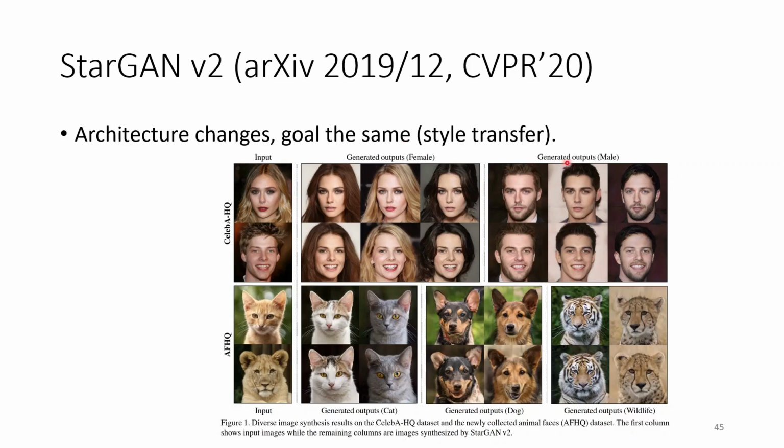So these 3 images are generated by StarGAN v2. They also create another dataset called AFHQ, Animal Faces High Quality. So this is the input image. It's a cat, and they want to transfer it to dog, and transfer it to tiger and jaguar. And given a lion, the GAN can transfer it to cat, dog, tiger, or jaguar. So this is the style transfer.